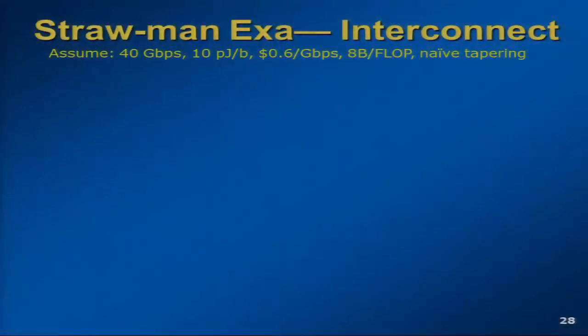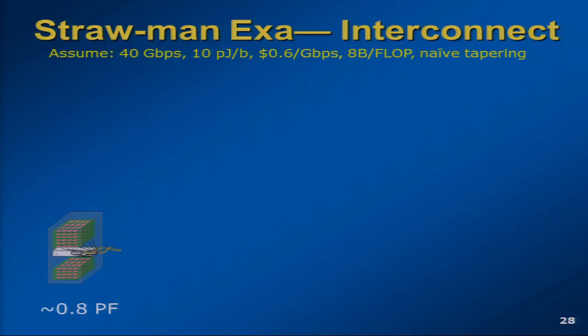So let's create a straw man just on a piece of paper, an exascale interconnect. Assume I got a 40 gigabit per second, 10 picojoule per bit, $0.50 per gigabit per second cost, with 8 byte per flop data movement. How will I build one?